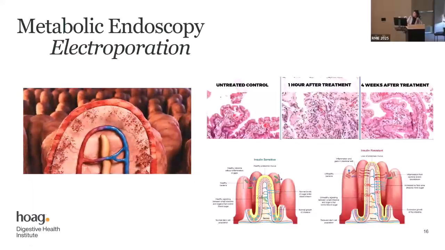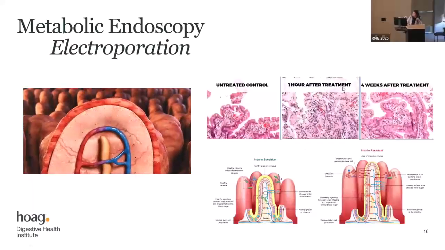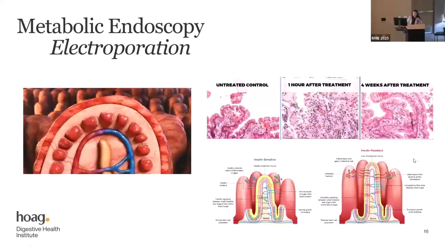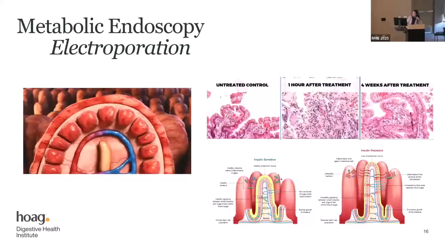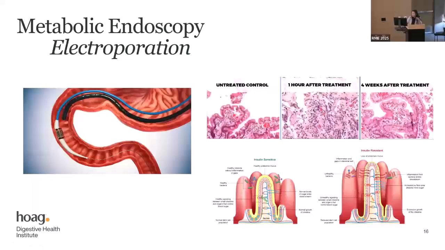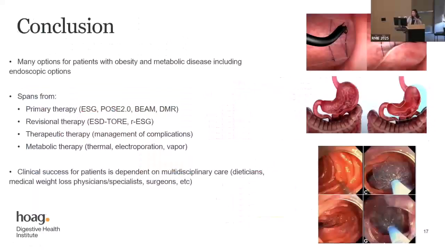One hour after treatment, we start to see some reorganization, but four weeks after treatment, we start to see that healthy villus architecture that is similar to what we see in non-diabetic duodenums. And so with that, I'll end and say that it's a very exciting time for bariatric and metabolic endoscopy. Lots of primary revisional therapeutic options are available with multi-center trials underway.